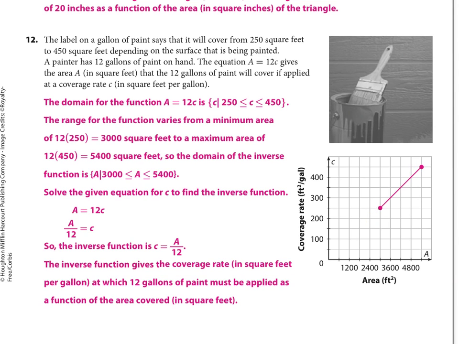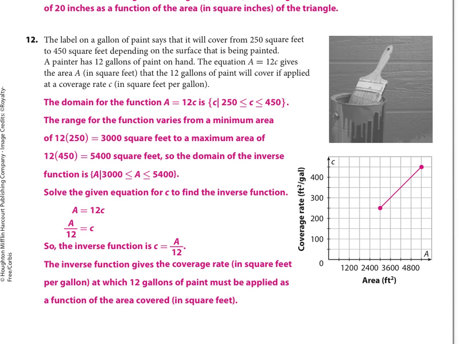A painter has 12 gallons of paint on hand. The equation A equals 12C gives the area that 12 gallons of paint will cover if applied at a coverage rate of C. So again, we do the inverse. So they get C by itself here, and then they switch the C into A.